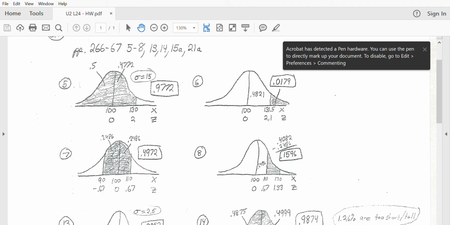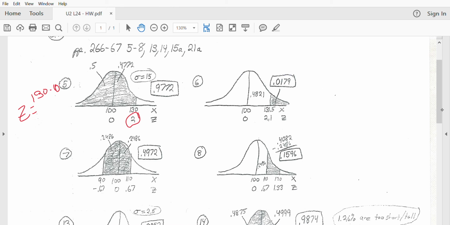And so then I turned 130 into a z-score. You could see that I wrote 2 there. But how did I get to it? I did z equals 130 minus 100 divided by 15, and that's how I got my z-score of 2.